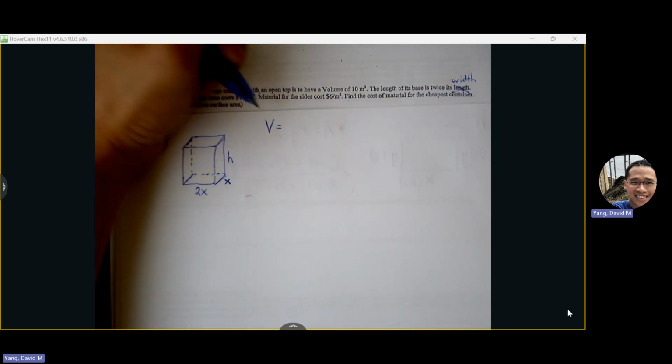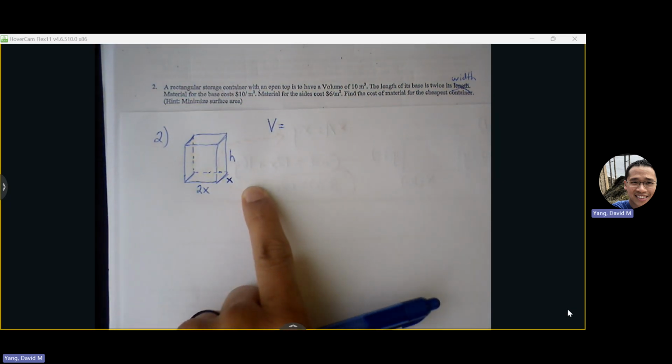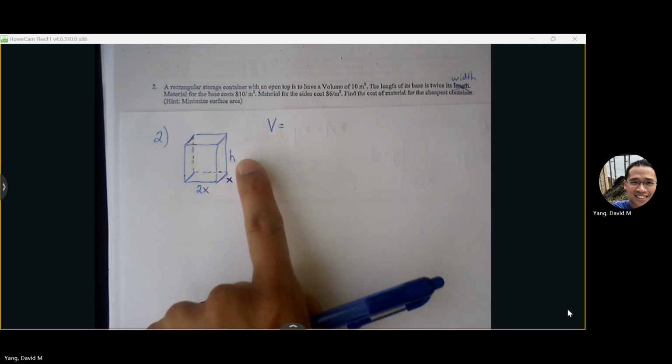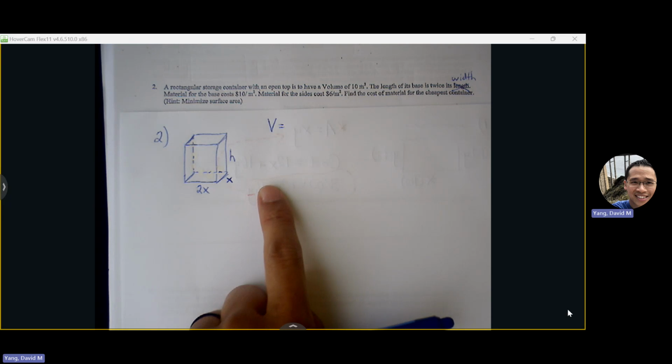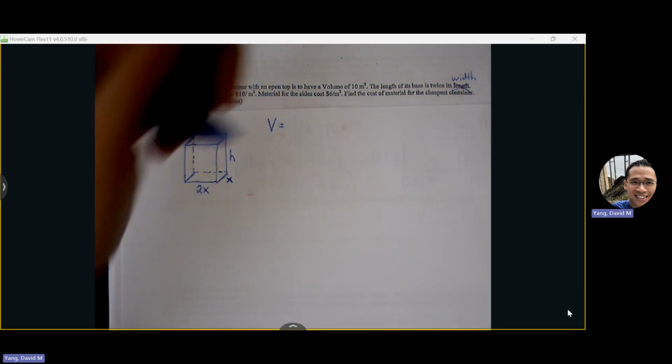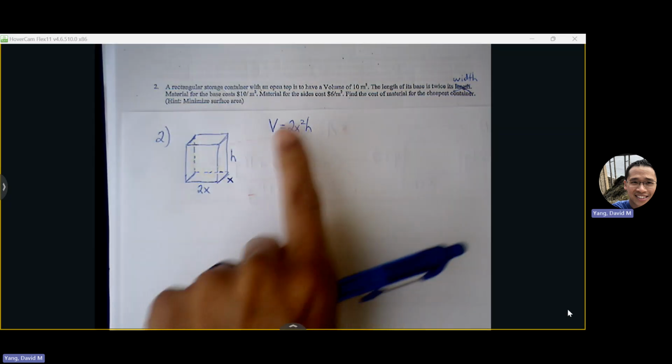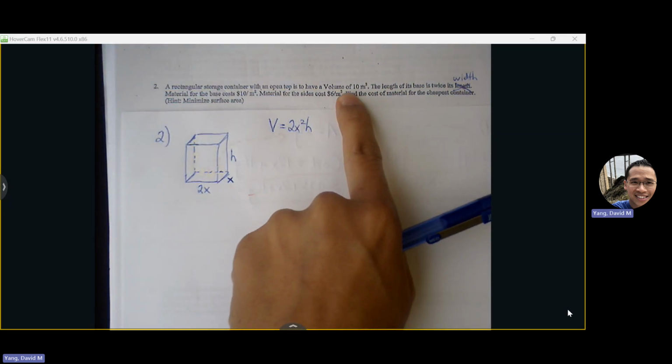Okay, so let's do volume first. That's the easier equation, right? What's the volume formula for my box here? Yeah, so length times width times height. So 2x squared h. Now they do give us a volume to work with. So we know 10 is equal to 2x squared h. We'll come back to that.